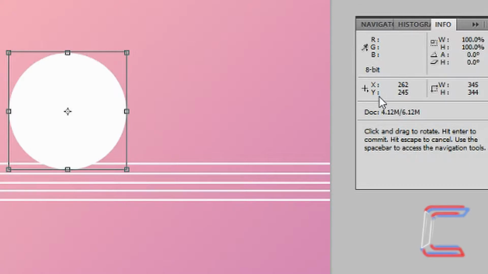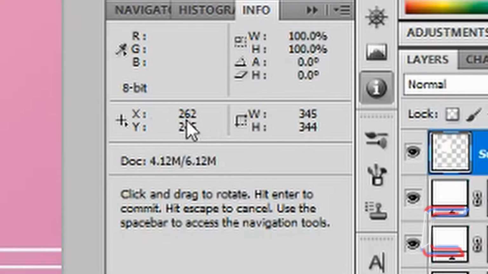The X and Y coordinates of your shape are positioned next to the width and height references. Ensure that your sun is on this particular position on your canvas. X coordinates should be 262, Y should be 245. Width and height should be roughly 345.